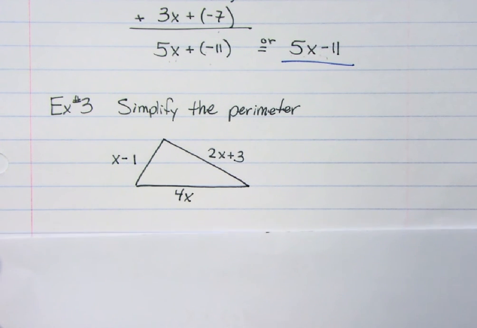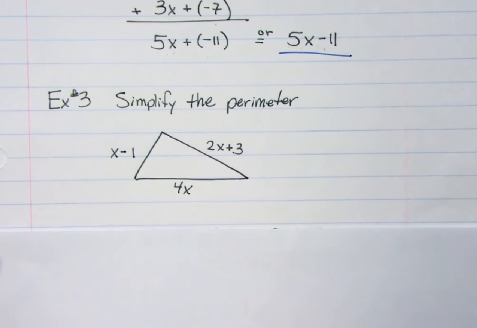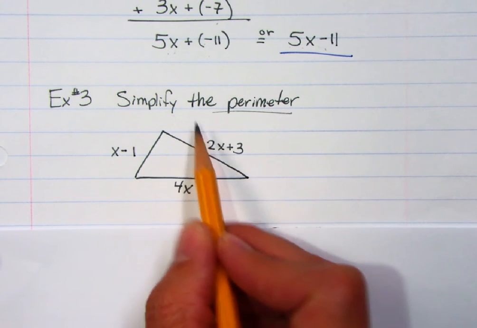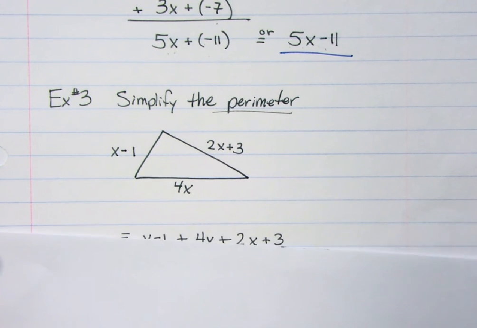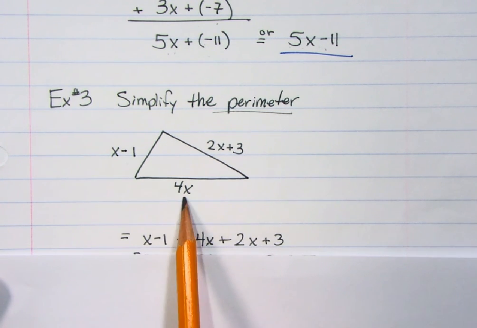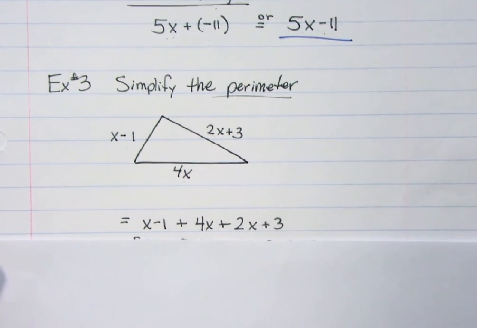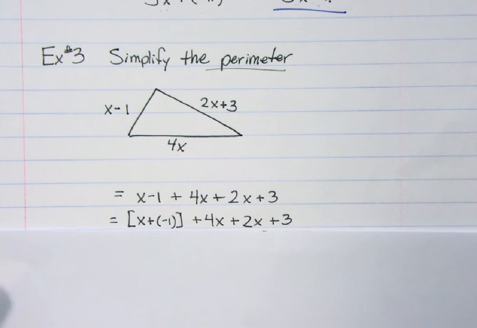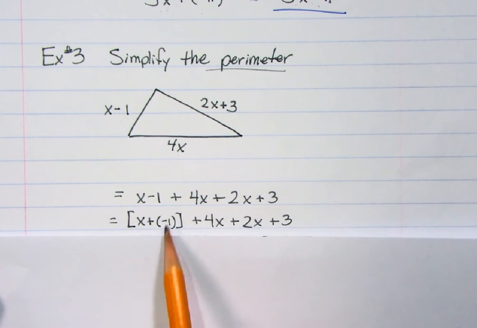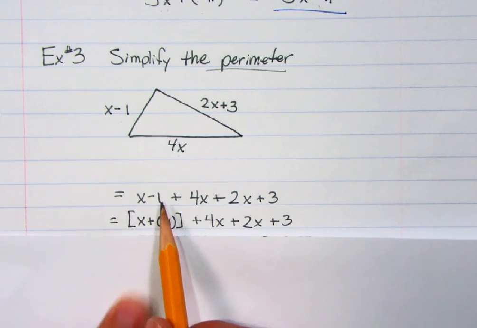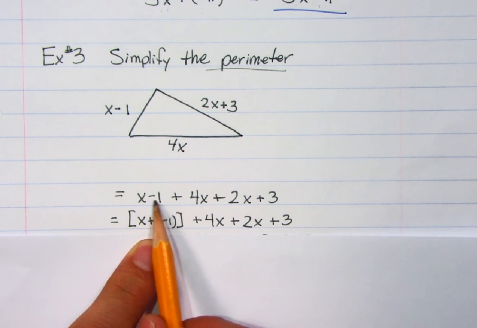Okay, now that you've tried it out, let's see if you got what I got. The perimeter of a shape is to go around the shape. So I end up adding all of those expressions: x minus 1, 4x, 2x plus 3. All that stuff gets added together. If I rearrange some of this, for those students who enjoy seeing minus as a plus negative, that's okay.